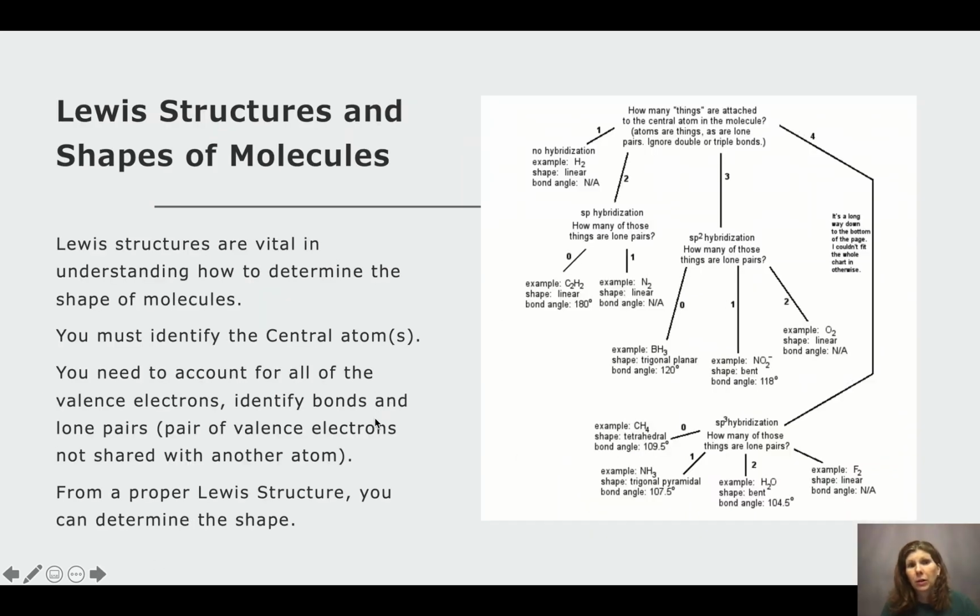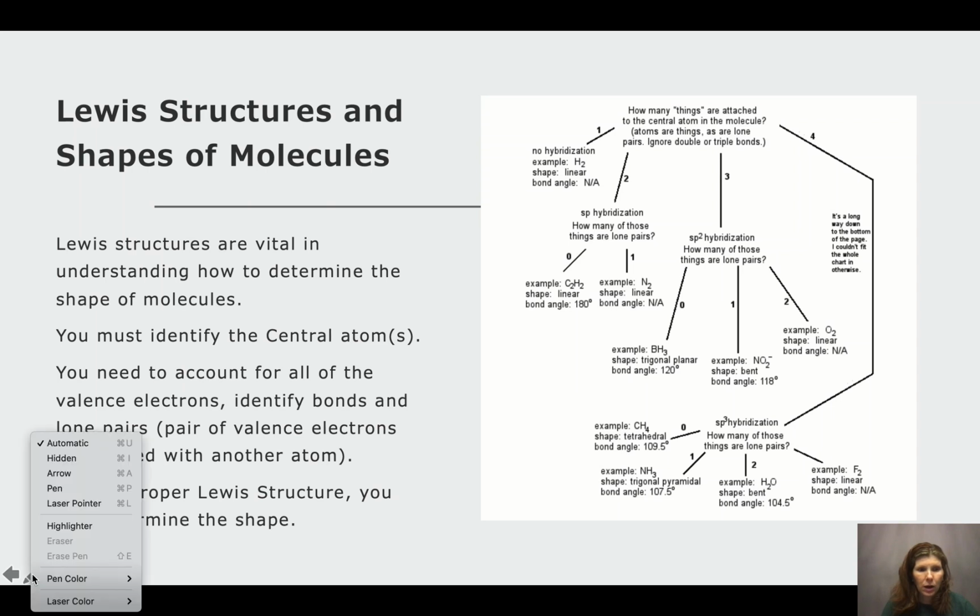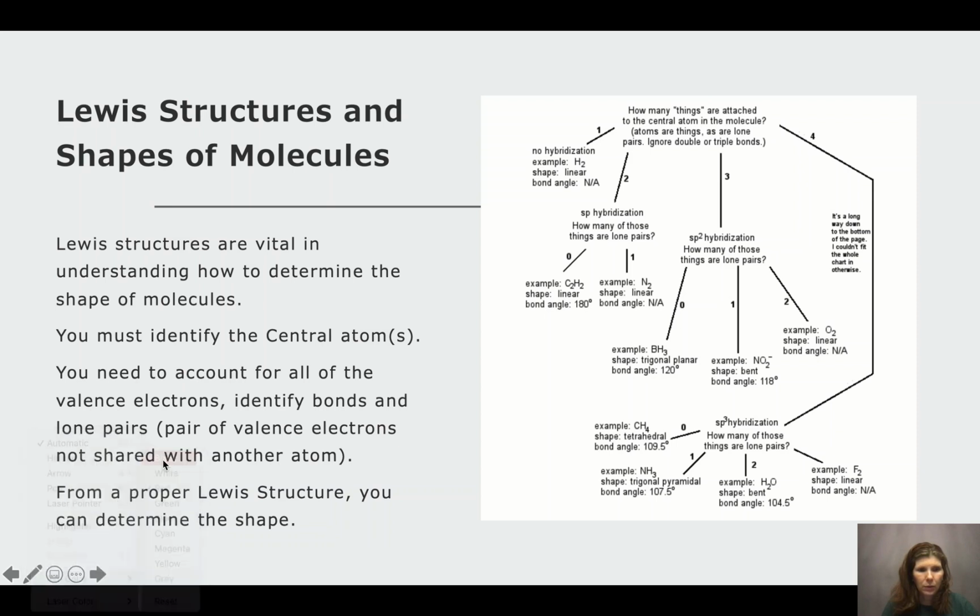Now, in our class, we are only going to look at molecules that have up to 4 domains. In other words, 4 things attached to the central atom. I have a little flow chart here for you that really does make this a lot easier and reduces the guessing. There are a couple of things on here that you can scratch out. We are not going to cover any of the hybridization, so all these places that talk about hybridization, you can just scratch out.